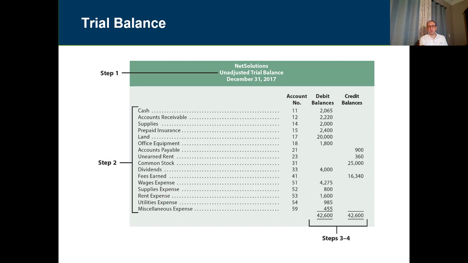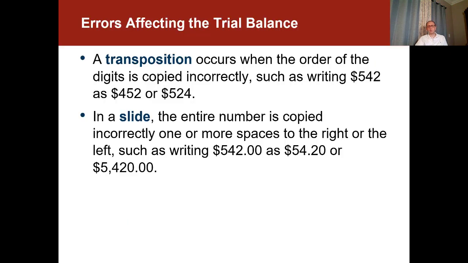So what kind of errors can we find? These are errors affecting the trial balance. We have two kinds of errors that we're going to talk about here. One is called transposition, and the other is called slide. A transposition occurs when the order of the digits is copied incorrectly, such as writing 542 as 452 or 524. In other words, flipping numbers. This is very common, especially when you're working under pressure and have a lot of things to complete within a deadline. Sometimes people working under these conditions make these kinds of mistakes.